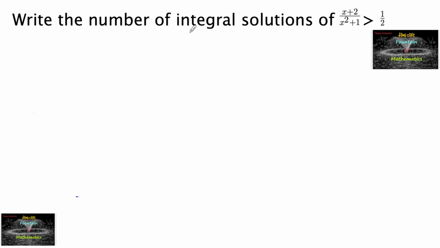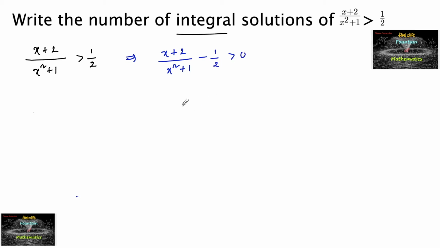Write the number of integral solutions of x plus 2 upon x square plus 1 is greater than 1 upon 2. So let's simplify this, which implies x plus 2 upon x square plus 1 minus 1 upon 2 is greater than 0. So the suggested method is, instead of cross multiplication, we must bring 1 upon 2 to one side and make the other side 0, to avoid any wrong solution.